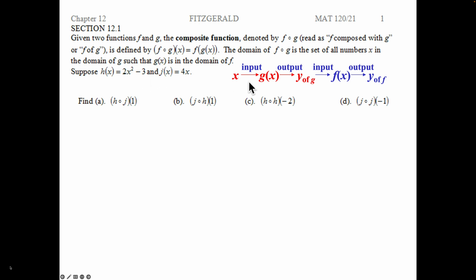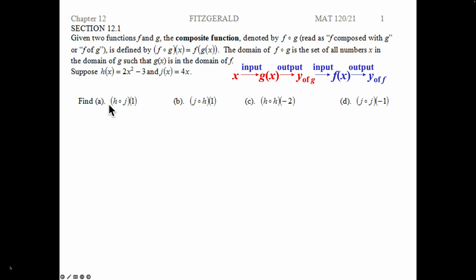So a flow chart looks like this. I start with my x, put it into my inner function, I simplify it, and the output is the y coordinate of the G function. But then that value is going to become the input, or the x value, going into the F function, which gives us the output of the y coordinate of the F function.